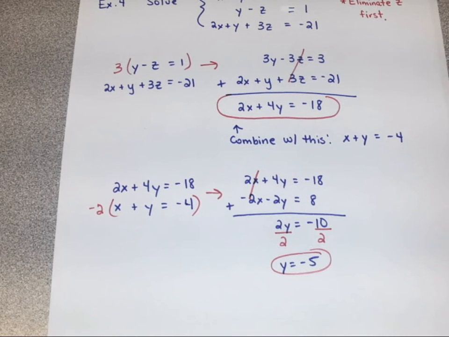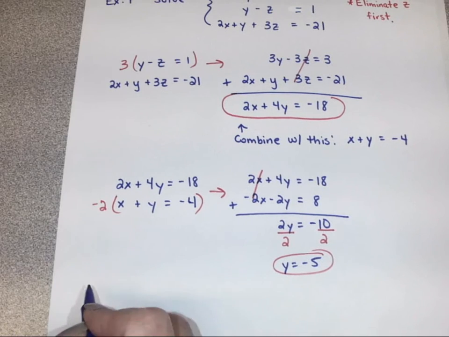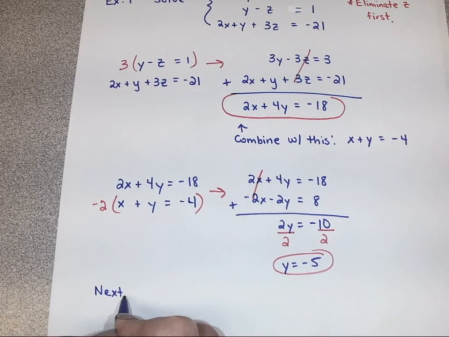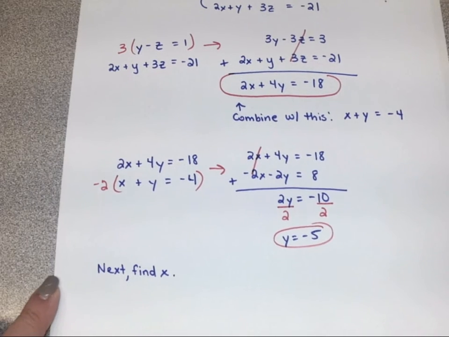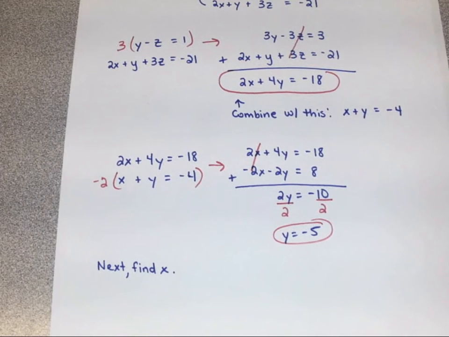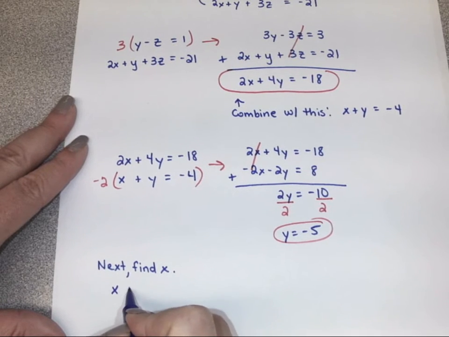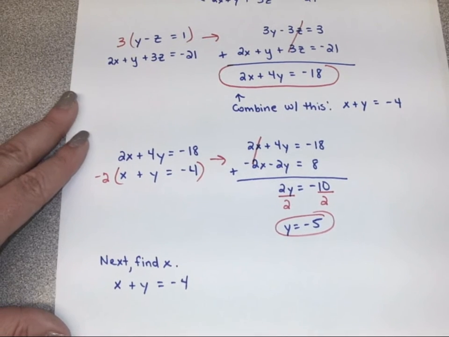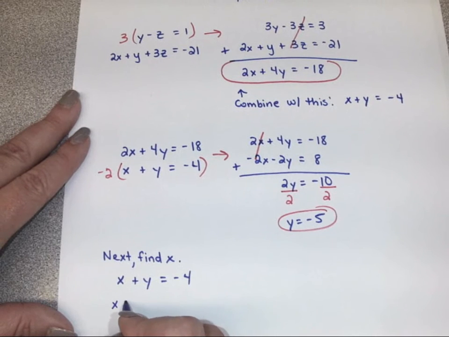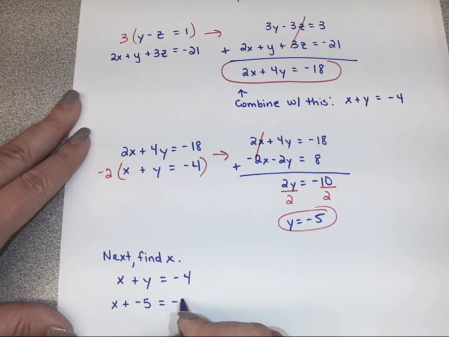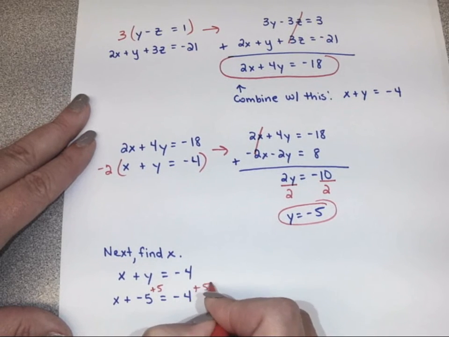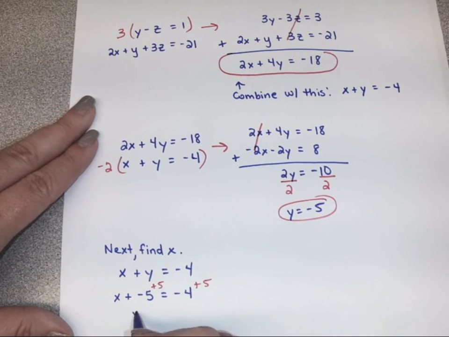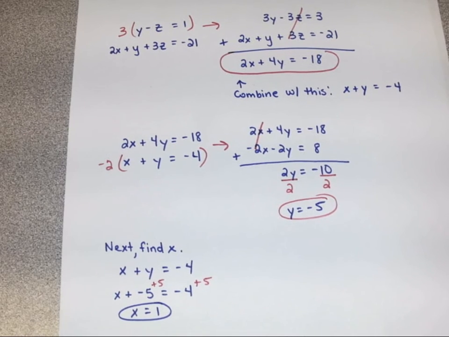Okay, so now I just need to pick one, and honestly, it really doesn't matter. I'm going to choose x first. Okay, so look up top. What is the best equation for me to use to figure out what x is? There's a really pretty short one, right? So I'm going to use this x plus y equals -4 one, because that's going to be really quick. So x plus -5 equals -4. So all I need to do to find x is add 5 to both sides. So I get x equals 1.